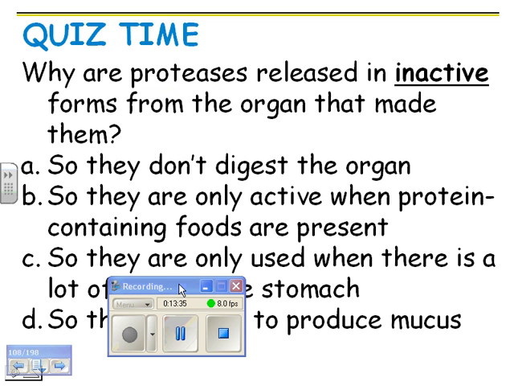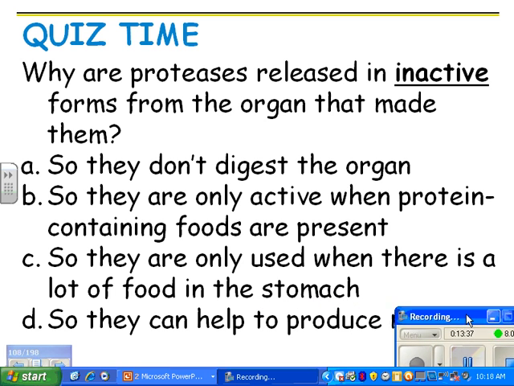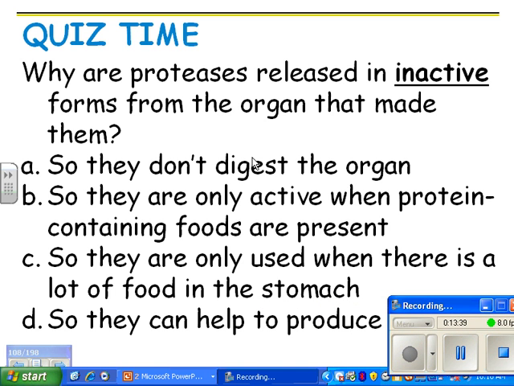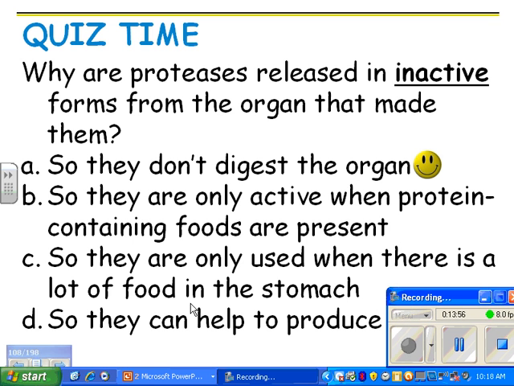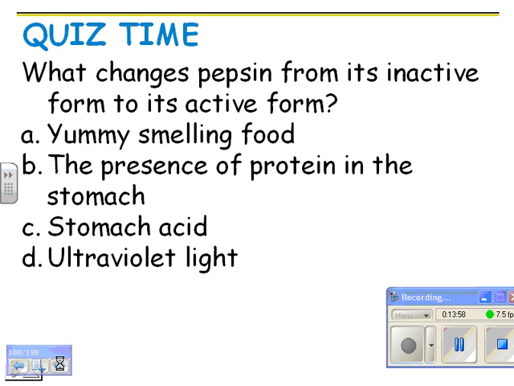Why are proteases released in an inactive form from the organ that made them? The reason is this first one, so they don't digest the organ. They could be active whether there's protein-containing foods or not, although they could be wasted. But anyway, they are only used when there's a lot of food in the stomach. Whatever food's in the stomach you want to digest. Can they help to produce mucus? Nope, there are different cells that produce mucus for you.